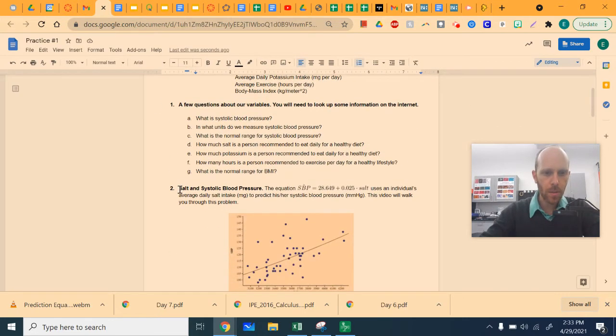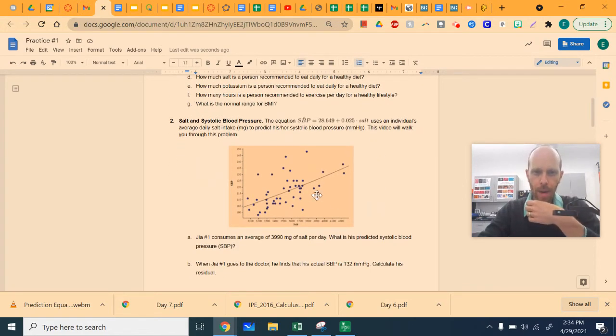We're going to do this example together, and the example is number 2. Let's see what this says: salt and systolic blood pressure. Here's an equation that uses an individual's average daily salt intake to predict his or her systolic blood pressure. If you look at this graph, each point is an individual where we measured their salt intake and their systolic blood pressure. You can see that there's a positive trend: as the salt intake increases, so does blood pressure. With that in mind, let's answer some of these questions.